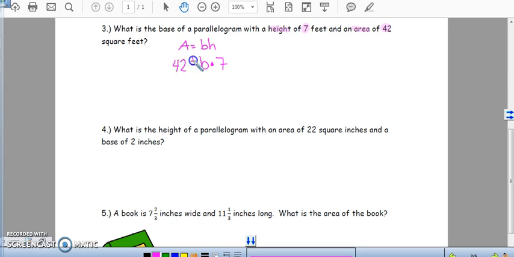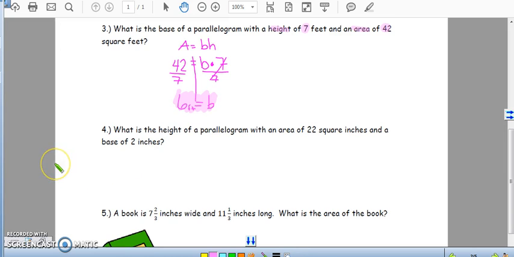Now this is just like regular solving equations. How do I get rid of the 7? It's being multiplied, so I divide both sides by 7. So B equals 6. And it's feet, just plain old feet, because it's a side.